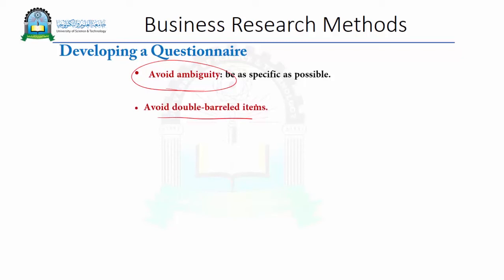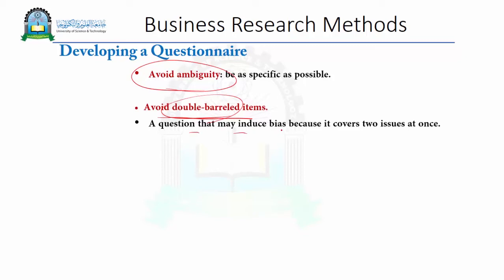Another point in developing the questionnaire is avoiding double-barreled questions or items. This is also very problematic. Sometimes the researcher phrases a question or an item that consists of two ideas. The respondent might agree with the first idea, but not with the second. So every item or question should talk about one idea. A question that covers two issues at once may induce bias.